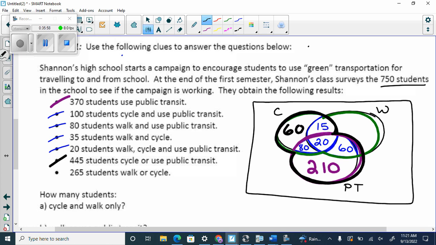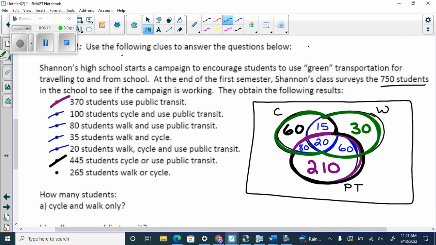Okay, now can I go back to the green one? Now I can come back to the green one because how many pieces of information am I missing? One. Now I'm good, right? And this needs to have 265. I have 100, 60, 160, 220, 235. I need 265, so this is 30.